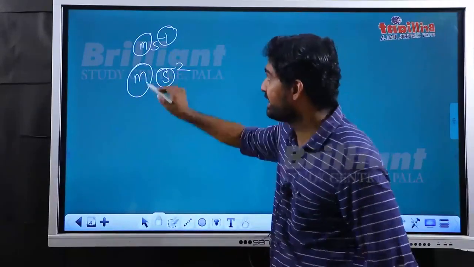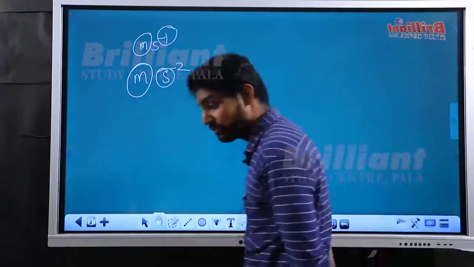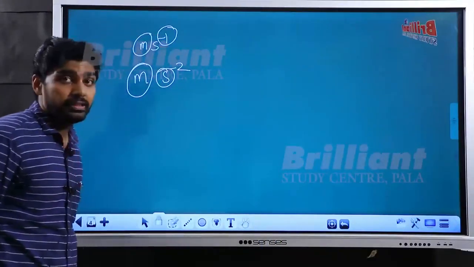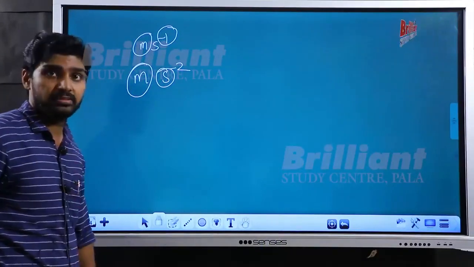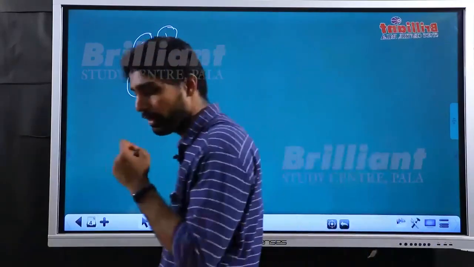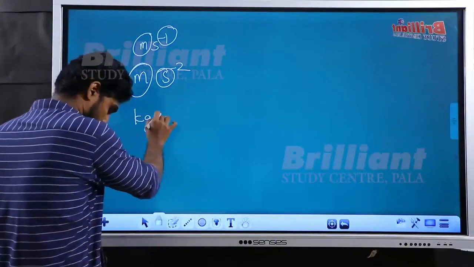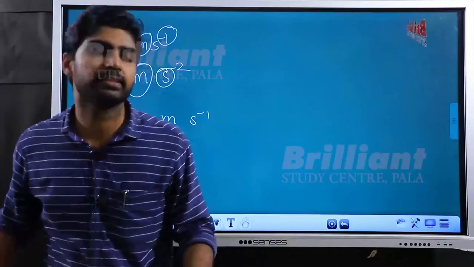You can see that in both these cases, in the unit of speed as well as acceleration, we have the same fundamental units, meter and second, but the way they are combined is different. So depending on that, we can have different quantities as well. And then I'm going to mention another unit, kilogram meter per second. Which quantity does this unit represent?